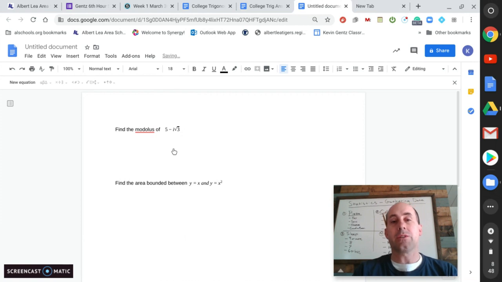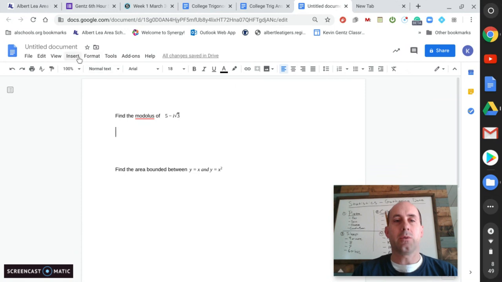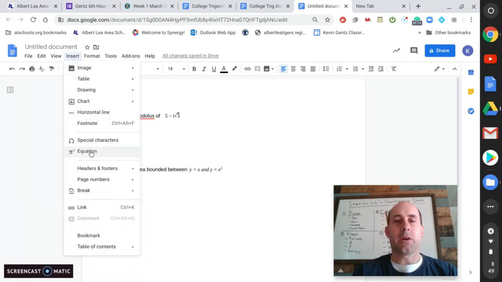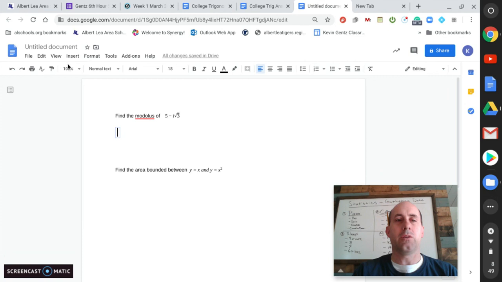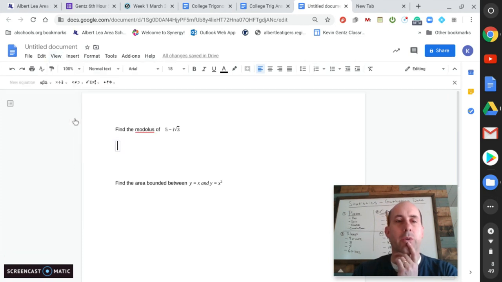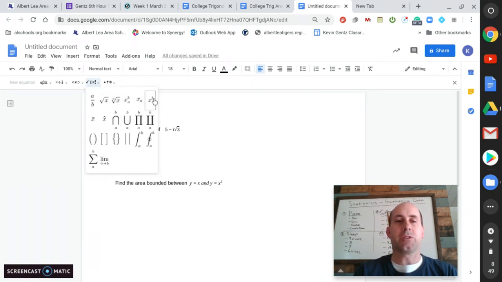So first thing I do is I try to make my font say 18 because it's very hard to read. And then you can see my toolbar shows the equation option. But if you go to Insert and then drop down to Equation, it's going to show an equation option right there. Another thing you can do, I think, is if you click View, it says that you can show the equation toolbar and it has it there. So if you want to find the modulus of 5 minus i root 3, you can see from the video that it ends up being the square root. If you go over here, you can see different options that you're given.